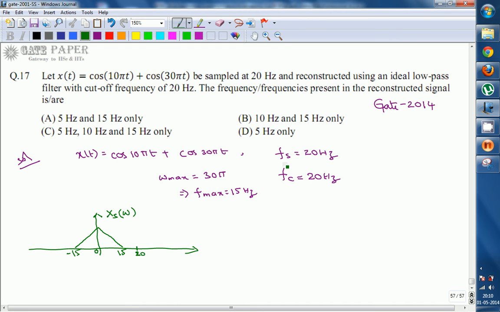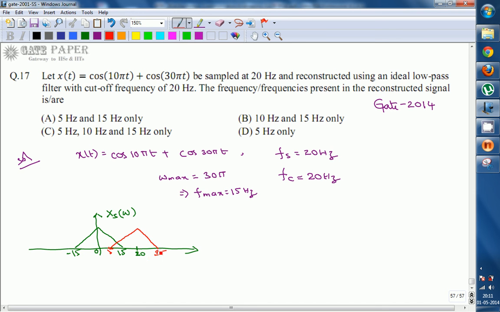I'm drawing only the Fourier transform of the sampled signal, as we already know. So fs equals 20 Hz is given, that's what I indicated here. At 20 we have the same frequency components with a width of minus 15 on one side and 15 on the other: fs minus f max and fs plus f max. So fs minus f max means 20 minus 15, which is 5. So we have a component at 5 here.